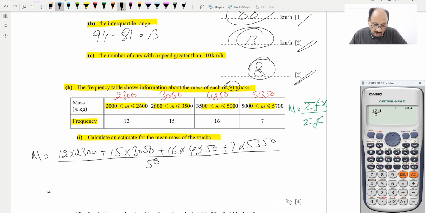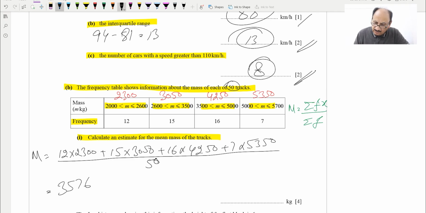Lengthier calculation: 12 multiplied by 2300 plus 15 multiplied by 3050, plus 16 multiplied by 4250, plus 7 multiplied by 5350, and divided by 50 is giving us 3576 kg, so 3576 will be the answer for 4 marks.